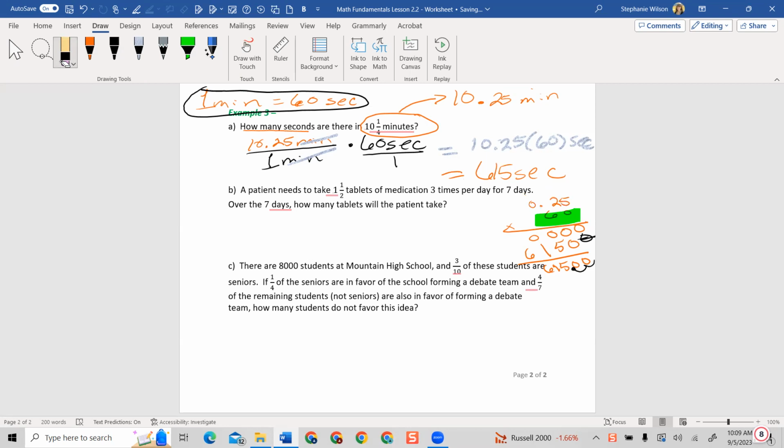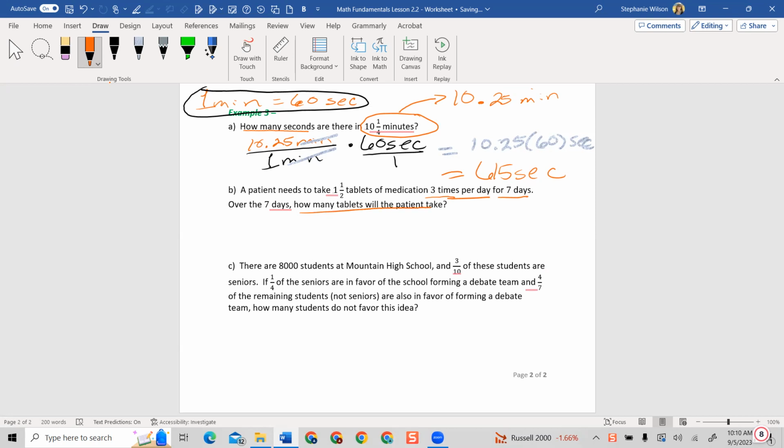Okay, so I'm going to clean this up. Let's go on to the next question. The next question says a patient needs to take 1/2 tablets of medication 3 times per day, and it's for 7 days. It said over the 7 days, how many tablets will the patient take?